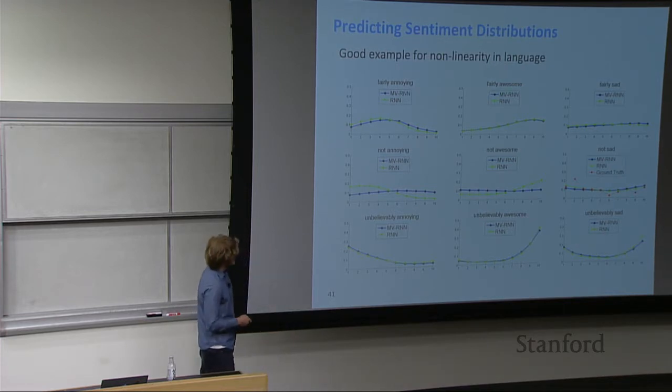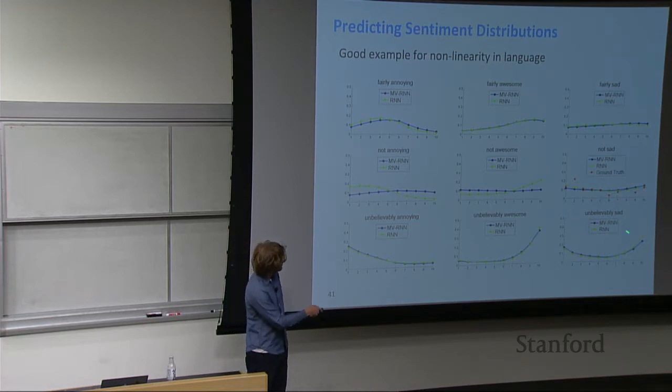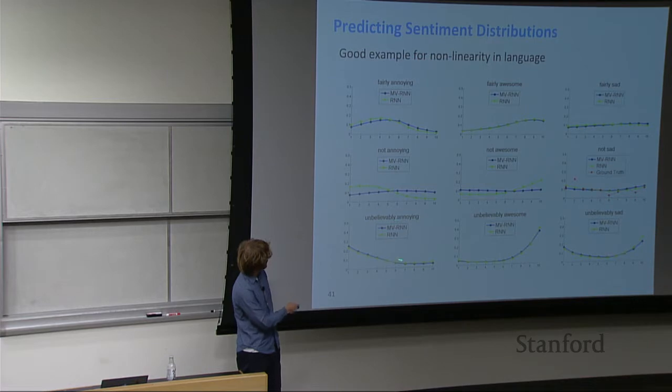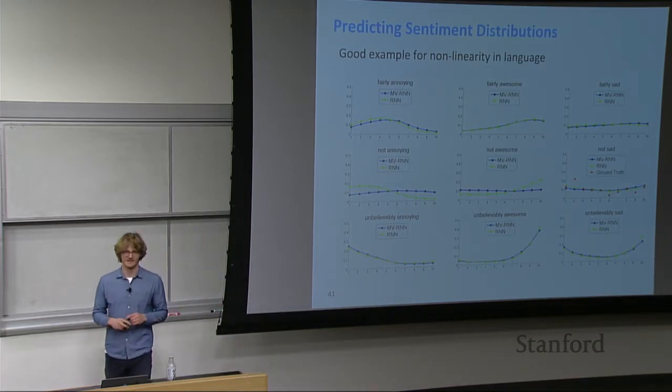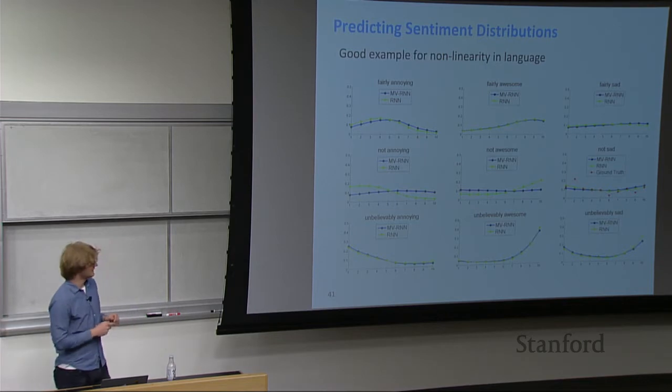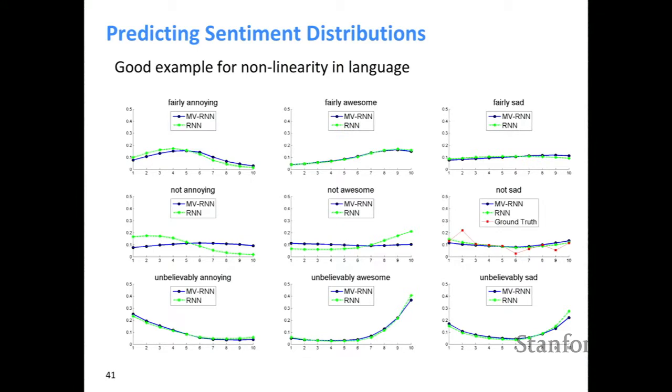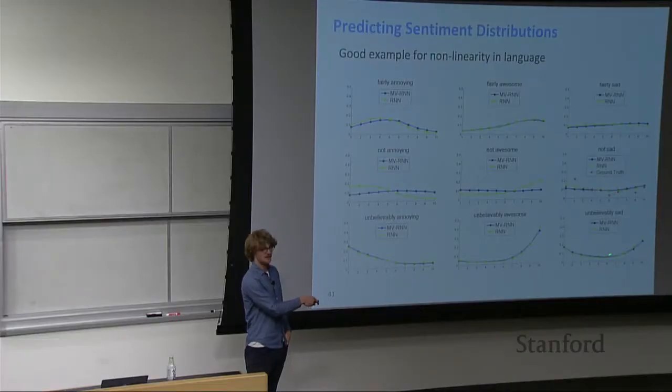And now, there are actually some interesting things here that both models predict correctly. So here, as an intensifier, unbelievably annoying, very obviously very negative. Unbelievably awesome, very, very positive. But unbelievably sad, and this is something that linguists are quite excited about, that this model correctly predicts, you actually have this sort of U-shaped curve. Do you have any ideas of why you might see unbelievably sad both predicted to be likely happening in very negative reviews as well as very positive reviews?